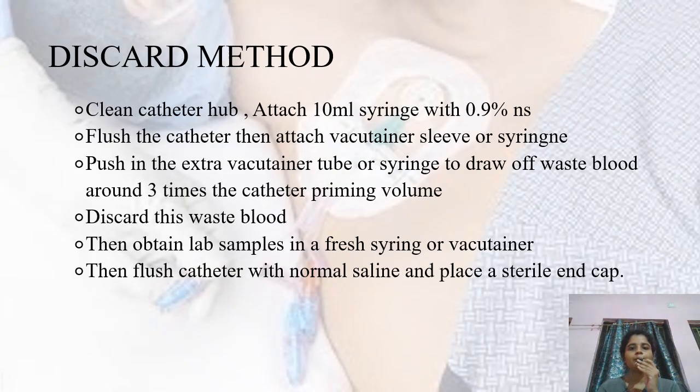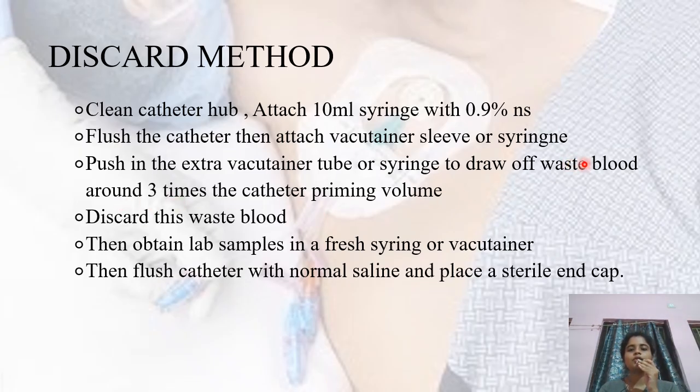So coming to the discard method, in the discard method what is done, the catheter hub is cleaned first, and then a 10 ml syringe with 0.9% NS is attached. Then the catheter is flushed with this syringe, and then you have to attach a vacutainer sleeve or an extra syringe. Then push in the extra vacutainer tube or syringe to draw off the waste blood.